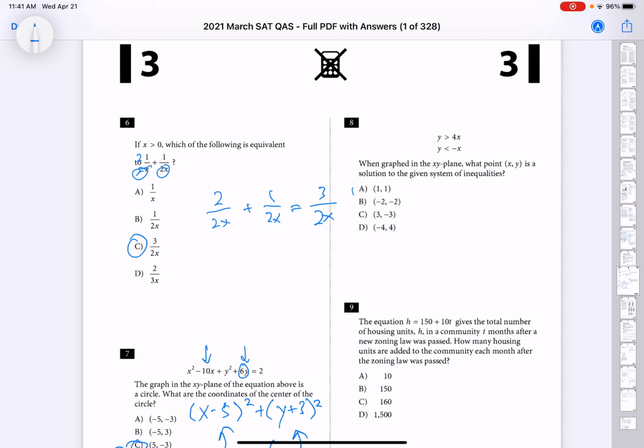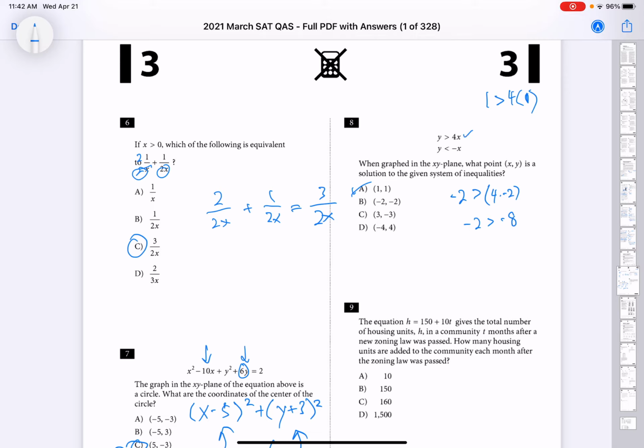I'm going to start with A just to see what happens. So if I do A, I'm going to get 1 is greater than 4 times 1, which is not true. So I know that's not A already. I'm going to try answer choice B. So B should be negative 2 is greater than or equal to 4 times negative 2. So that would be negative 2 is greater than negative 8, which is true so far.